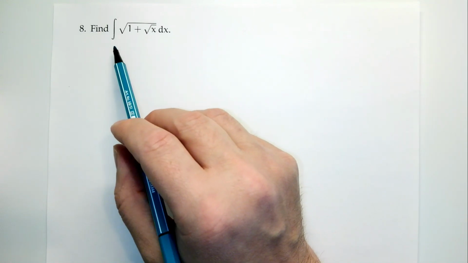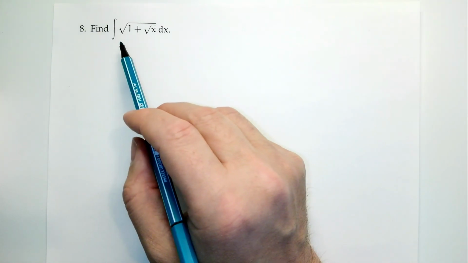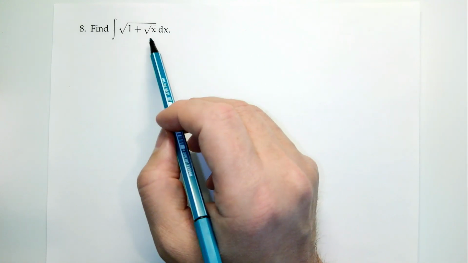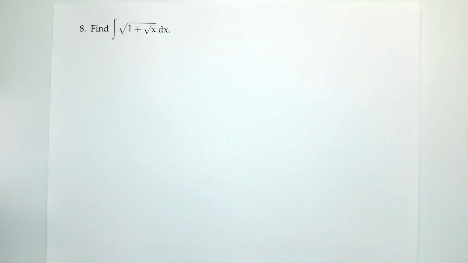Okay, number 8. Find the integral. Again, this is an antiderivative of the square root of 1 plus square root of x dx. Now, a little subtle: let's look for pieces of area that fit together, because it's an indefinite integral. When it's an indefinite integral, there's nothing about areas. So we have to think of something else.